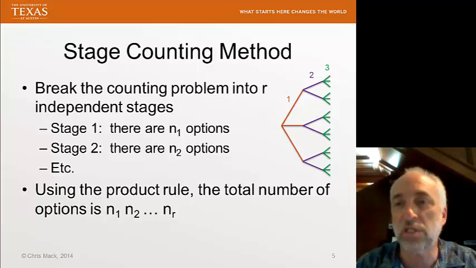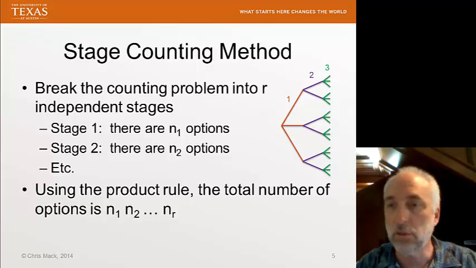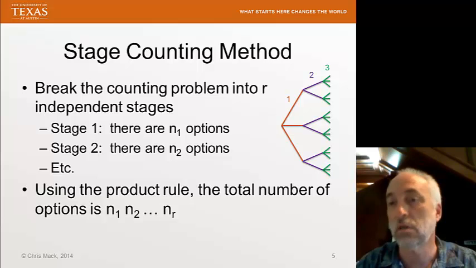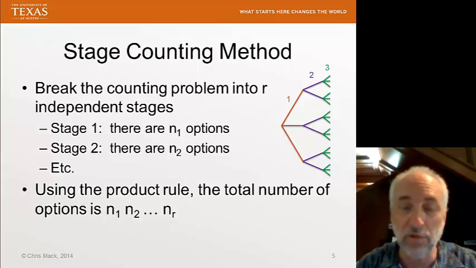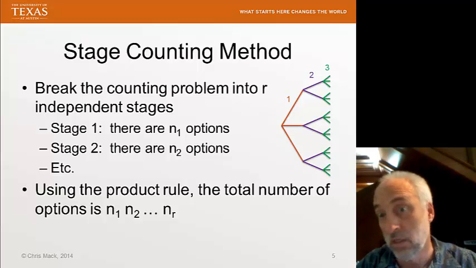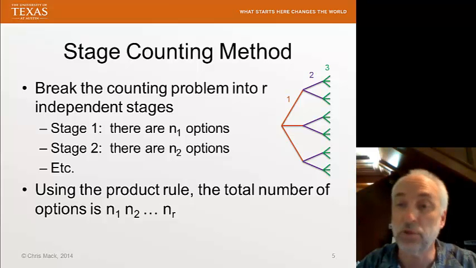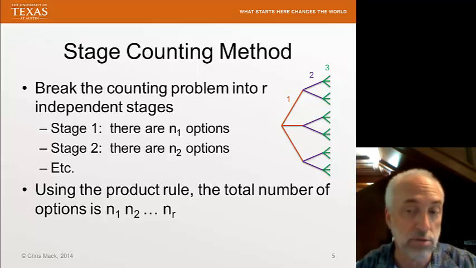And then let's suppose at stage 3 I have 3 choices available. Well, how do I figure out the total number of choices, total number of options available at the end? Well, I multiply the number in stage 1, which was 3, times the number of options in stage 2, which was 2, times the number of options in stage 3, which was 3. 3 times 2 times 3, that's 18. And if I count them up, sure enough, there are 18 branches at the end of the final stage.